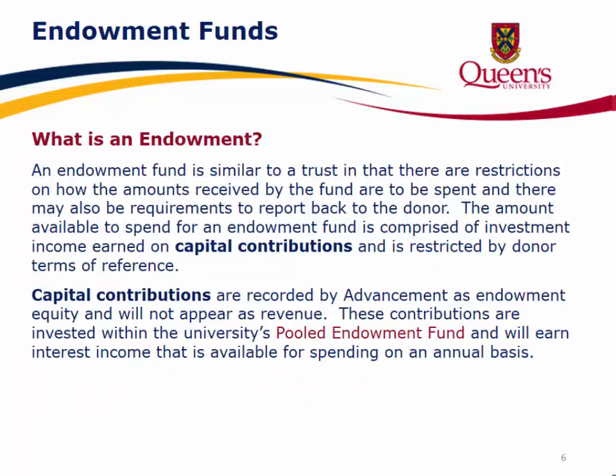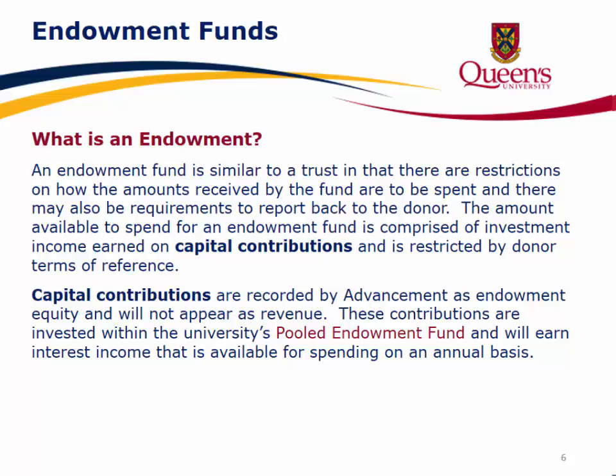What is an endowment? An endowment fund is similar to a trust in that there are restrictions on how the amounts received by the fund are to be spent, and there may also be requirements to report back to the donor. The amount available to spend for an endowment fund is comprised of investment income earned on capital contributions and is restricted by donor terms of reference. Capital contributions are recorded by advancement as endowment equity and will not appear as revenue. These contributions are invested within the university's pooled endowment fund and will earn interest income that is available for spending on an annual basis.